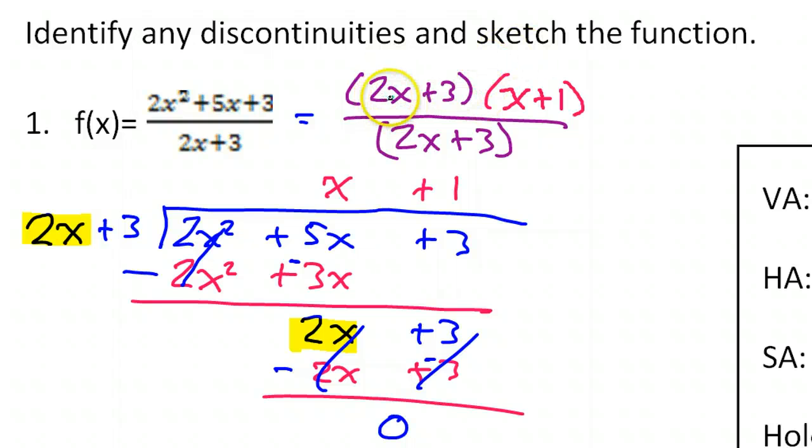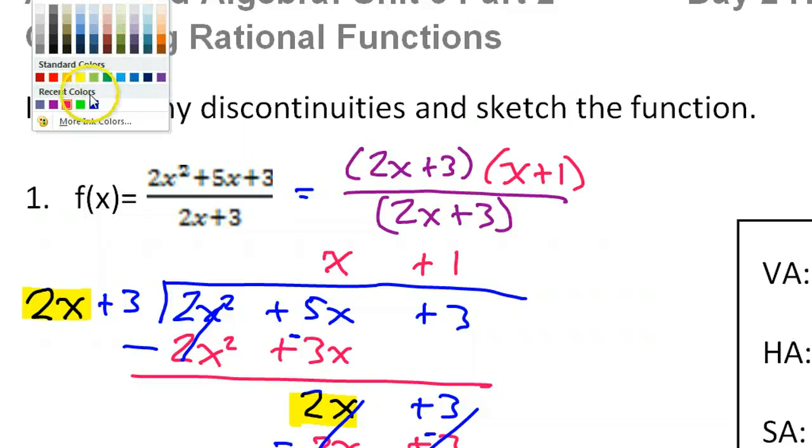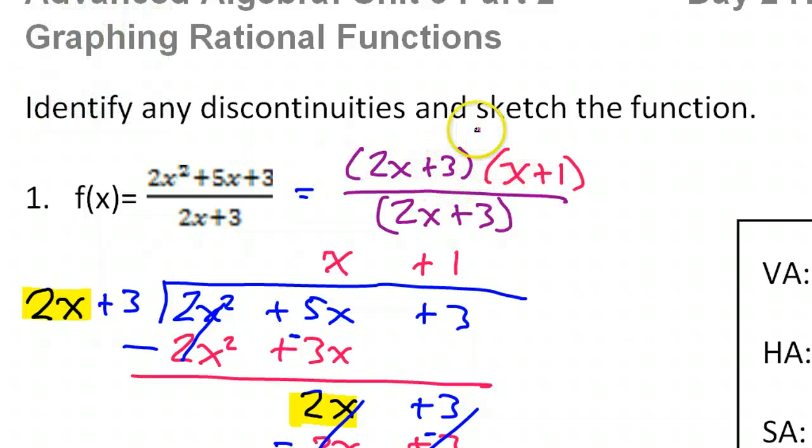And you can check it. 2x times x is 2x squared. 3 times 1 is 3. And you know how I like to say inner plus outer equals middle. Well, inner we have 3x, and outer we have 2x. Add those together, and what do you get? 5x. So this is factored correctly.